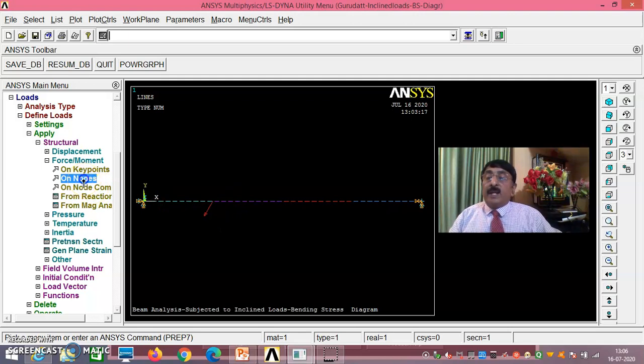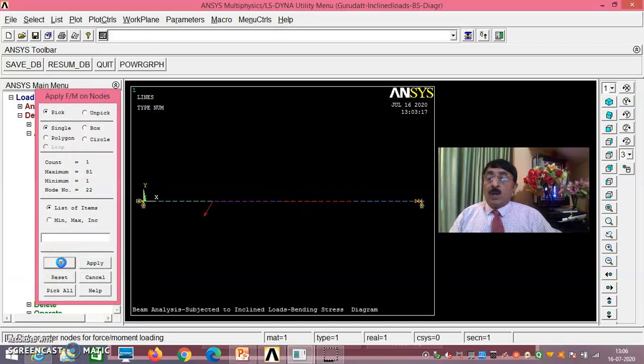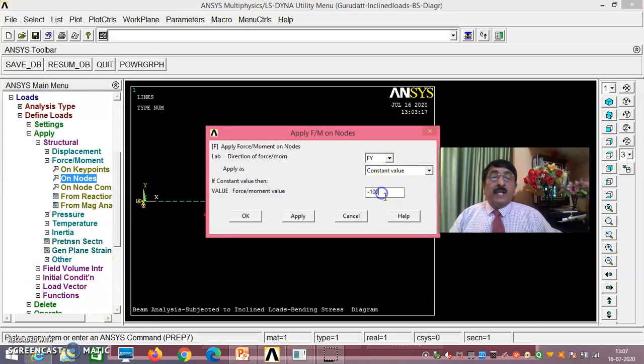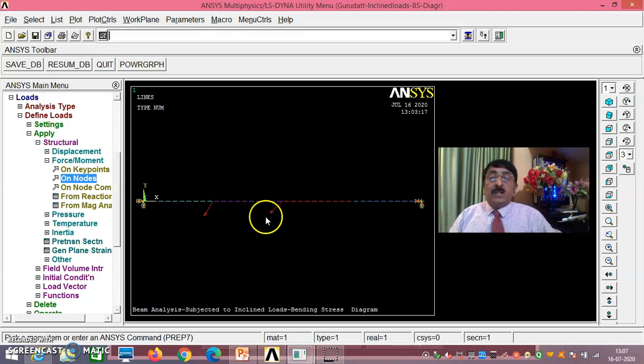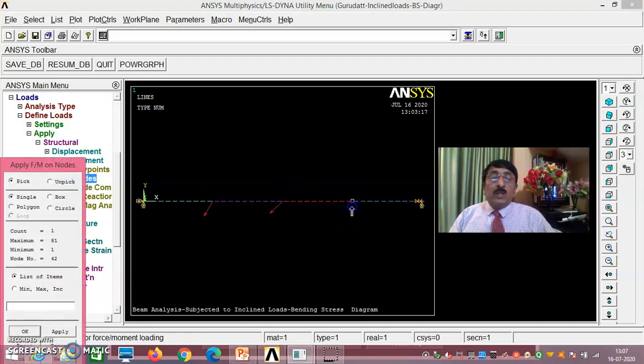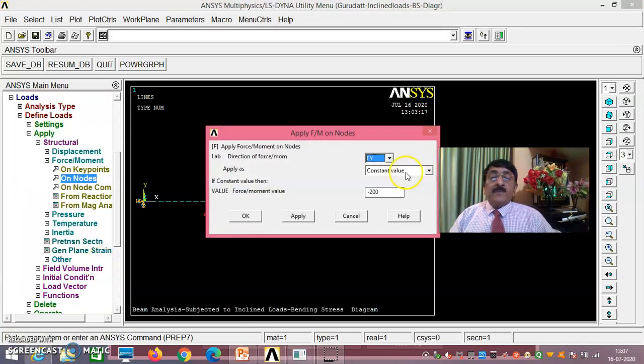In the same way, force moment on key points, I'll apply here also. I'll say Fy will be minus 200. Just say minus 200, correct, no? This is acting in the downward direction at 45 degrees. In the same way, force moment on nodes, you take this node and say okay, and Fy will be minus 300.